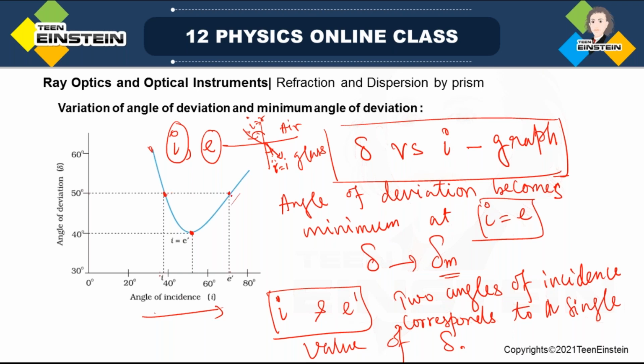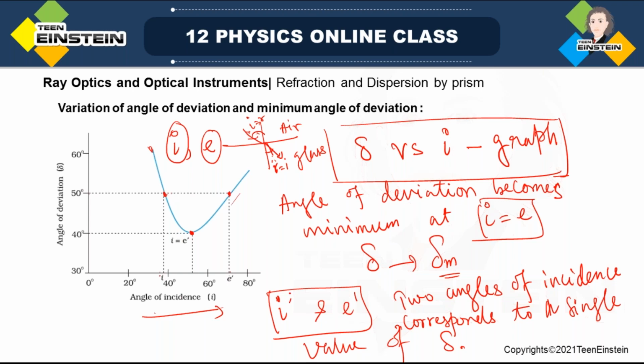So that's why for a single value of angle of deviation, you get two angles of incidence. That means one you can treat as the angle of incidence, another you can treat as the angle of emergence, or vice versa. This process is reversible. You can start from the AC surface and light will emerge out from the AB surface, or you start from the AB surface and light emerges out from the AC surface.